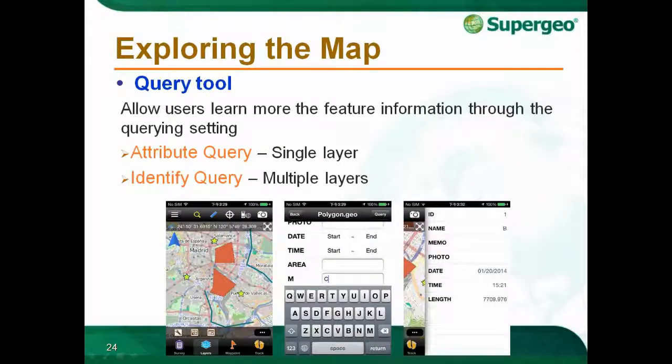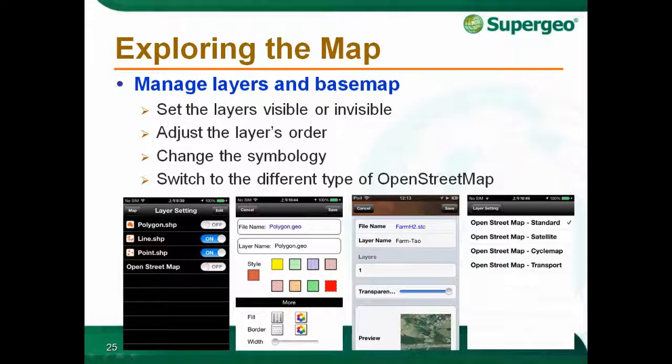Exploring the map. SuperSurv provides you the useful tools to explore the map. The first one is the Query tool. You can get more feature information by tapping on the map. We allow users to query the data by attribute query or identify query. Before using this query tool, some quick setup is needed.